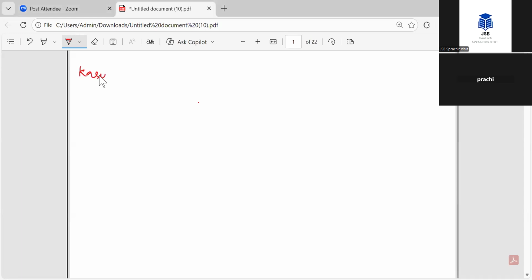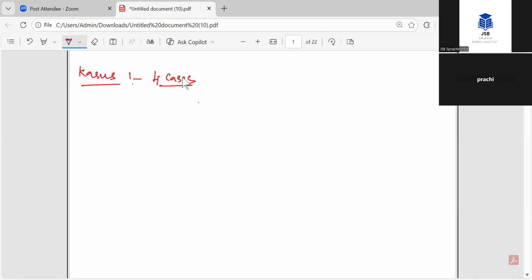So today we can see the Kasus. Okay, very important till B2. Kasus. So in German they have 4 cases. Okay, Kasus means cases, 4 cases.